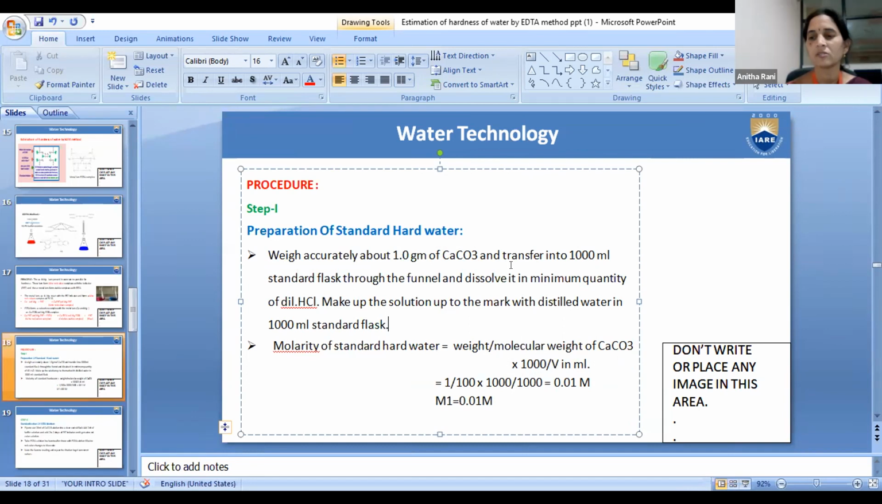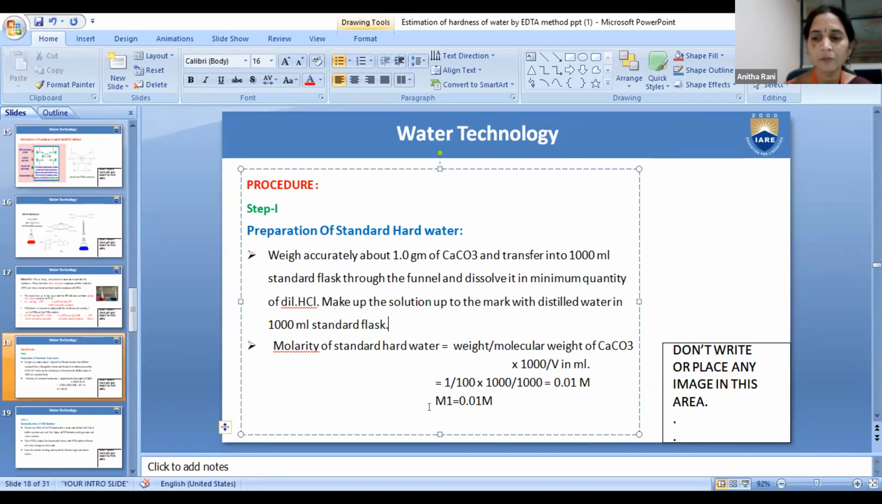How much are we preparing? 1000 ml we are preparing. A 1000 ml standard flask we have taken. So 1 by 100 into 1000 by 1000 is equal to 0.01 molar. So the molarity of standard hard water is 0.01. That we will take as M1. M1 is equal to 0.01 molarity.